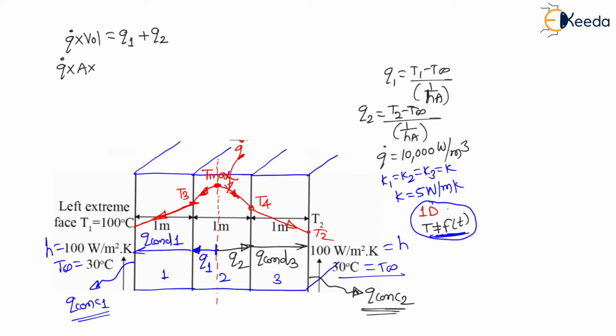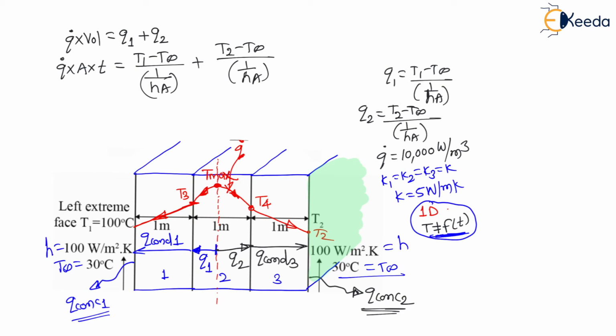Therefore, area, here I will mark this area with another color. Let us say this is the area of all slabs. This is the area of all slabs into thickness will be the volume, right? Therefore, Q dot into area into thickness t is equal to Q1, which is (T1 minus T infinity) divided by 1 upon hA, right? Plus Q2, which is (T2 minus T infinity) divided by 1 upon hA, right?